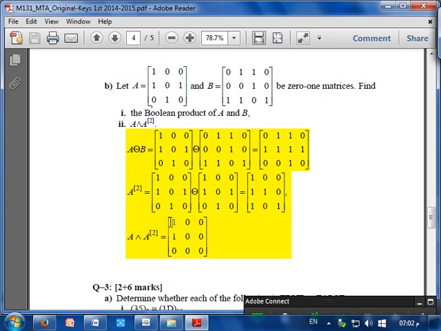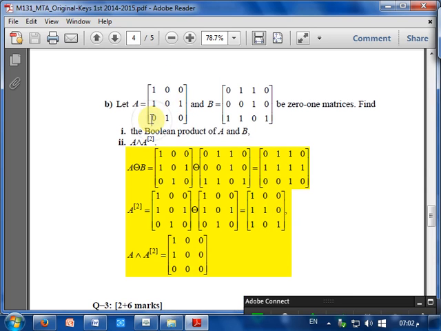1 and 1 is 1. 0 and 0 is 0. 0 and 0 is 0. 1 and 1 is 1. 0 and 1, 0. 0 and 1, 0. 1 and 0, 0. Then 0 and 1, 0. 1 and 0, 0. 0 and 1, 0. That is it, done.